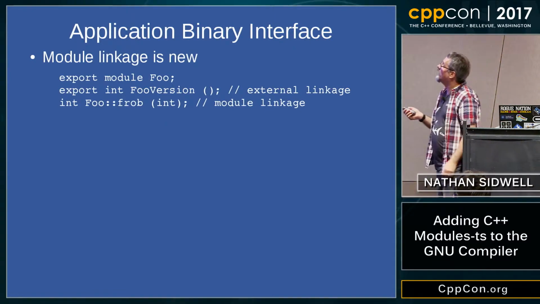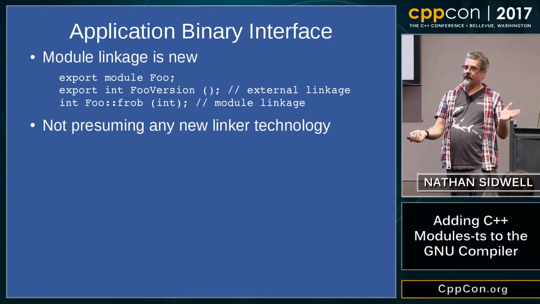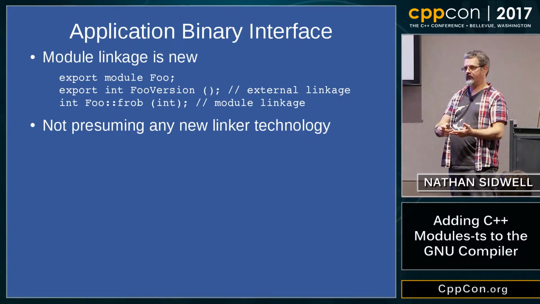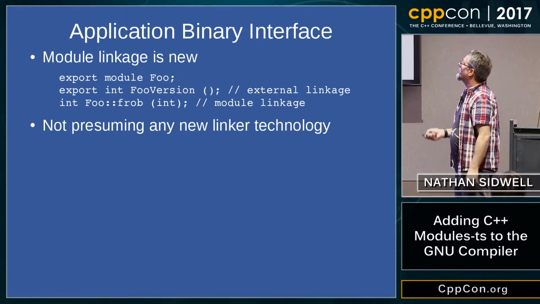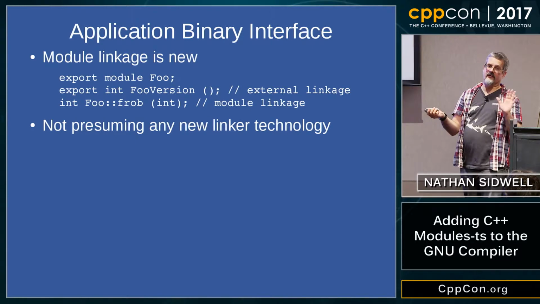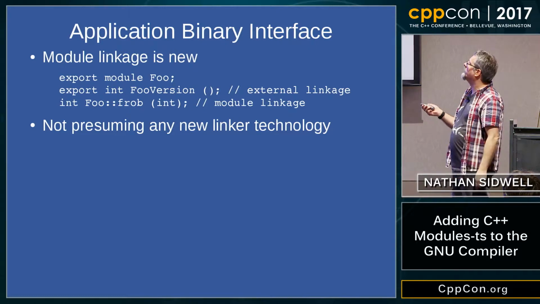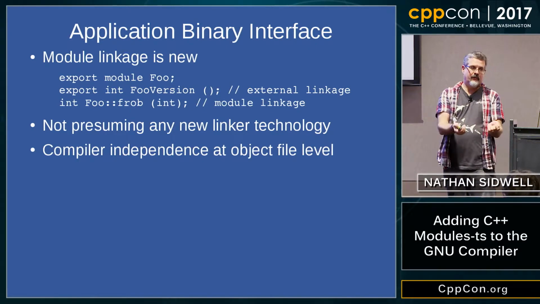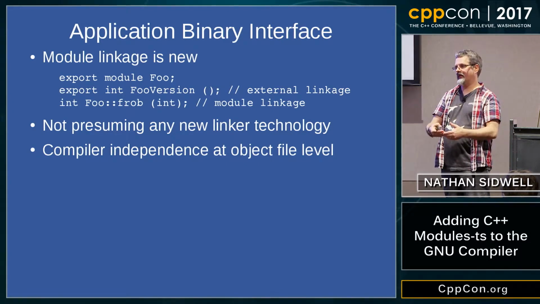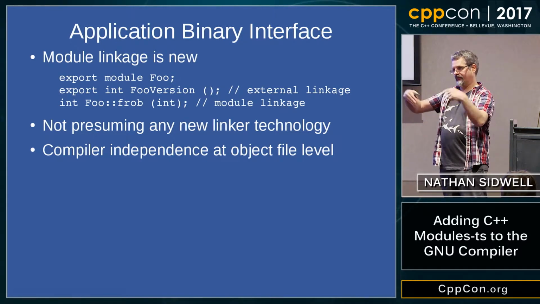So, this is just repeating: module linkage is new. Here are some symbols. I'm not going to assume any new magic linker technology. People are going to have to update their compilers and their build systems. If they think I'm going to have a new linker technology, they're going to go, oh, screw this, it's too hard. So we're going to stay with the linker technology that you already have. For this slide, I'm just going to say it's ELF, because that's easy, but it's not specific to this. And we want compiler independence at the object level. We want to be able to build our object files with different compilers and have them linked together, even if we end up having to rebuild the interfaces with a single compiler to get the BMIs that we need.